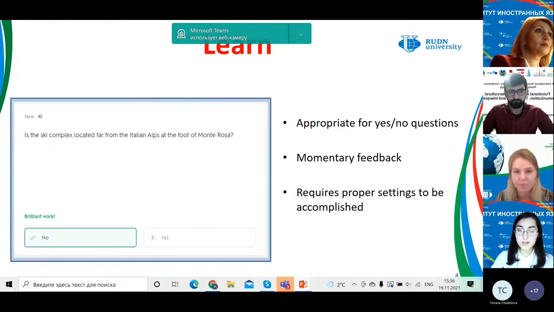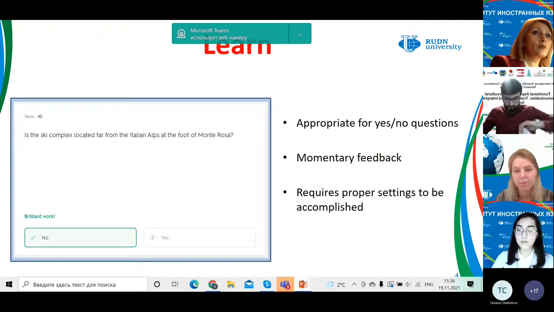The next regime is learn. This regime can be used successfully with yes-no questions only if the settings are correct. A student should select the right definition, which is the answer yes or no, but not the term, which is the question.